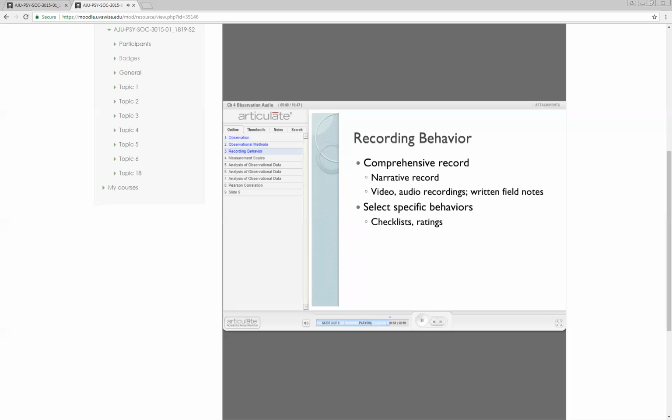So if I'm observing children at recess, I'm interested in their social behavior. I want to know how often they're alone and how often they're with other children. I've defined these behaviors, and what I'm going to do is go watch them and count how many times they engage in each of those behaviors. Now, which method or strategy is used for recording behavior is really important because it determines how you can analyze, summarize, and report your results.